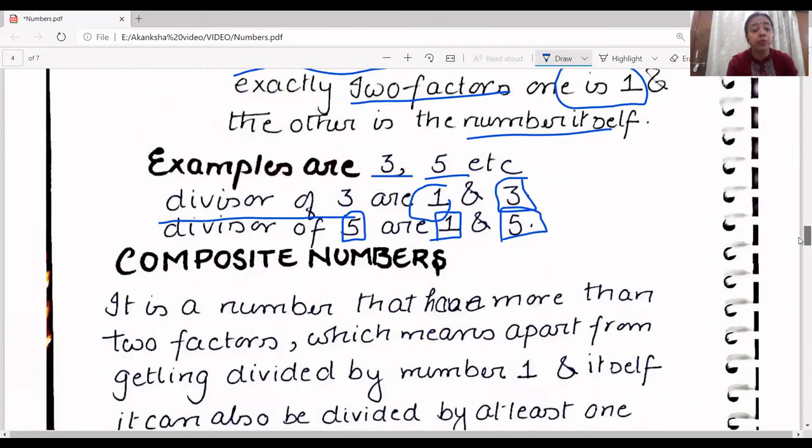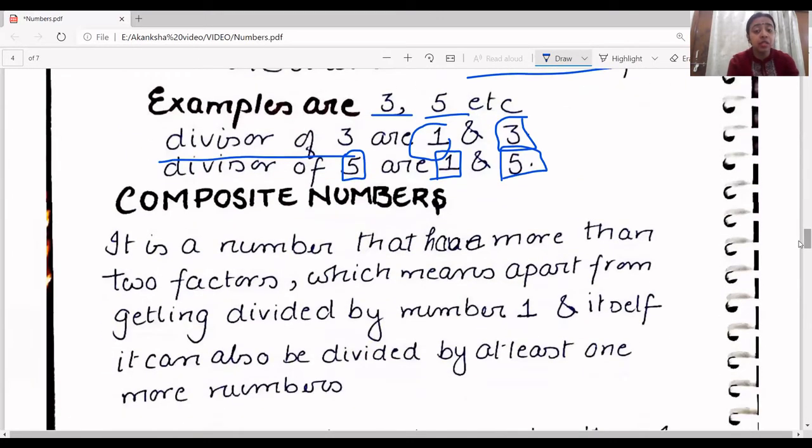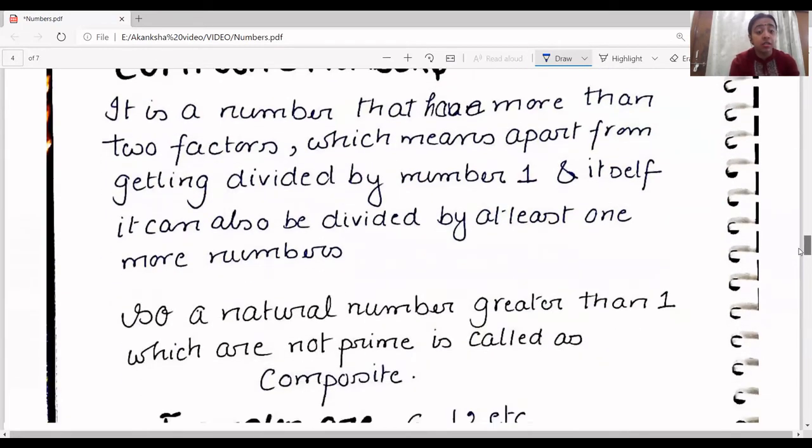Moving ahead to composite numbers. Now, composite numbers are numbers that have more than two factors, right? So apart from getting divided by itself and by 1, it should also have more factors. So composite numbers are numbers that have more than two factors.